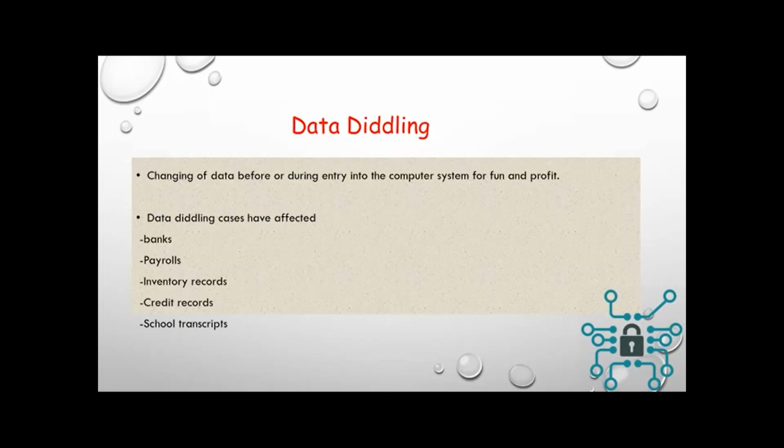Now data diddling. Data diddling is changing data or modifying data for fun or profit. Data diddling can affect banks, payrolls, inventory records, credit records, school transcripts. So basically, when you modify or tamper with the data you are not supposed to, or in a way that may not result in the correct output, it's called data diddling.